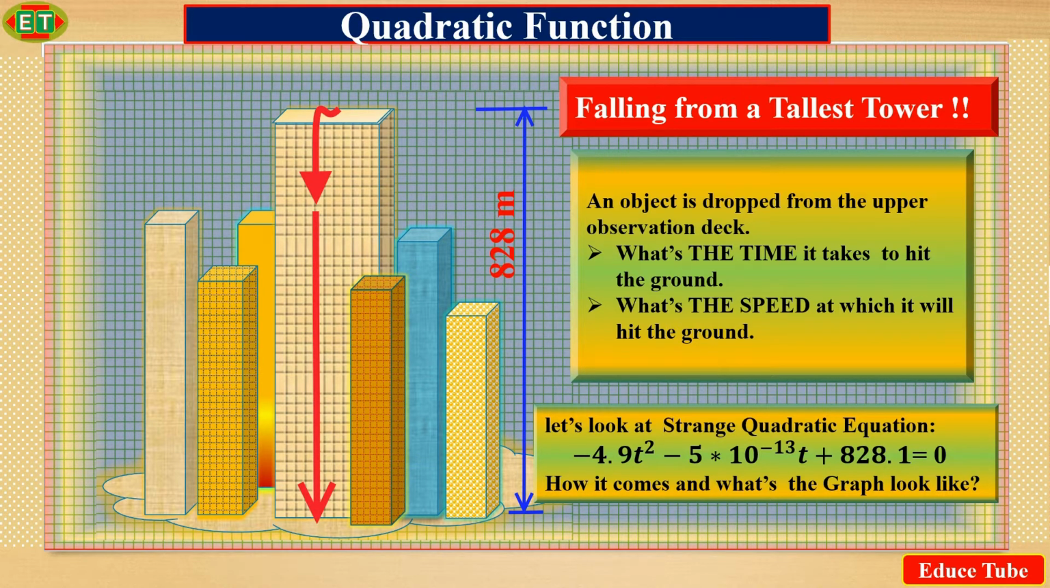Let's look at a strange quadratic equation, and it is minus 4.9 t square minus 5 into 10 to the power minus 13 t plus 828.1 equal to 0. How does it come and what does the graph look like?